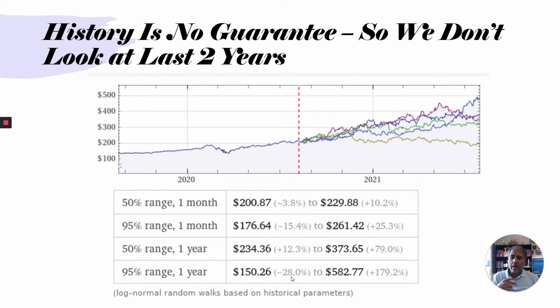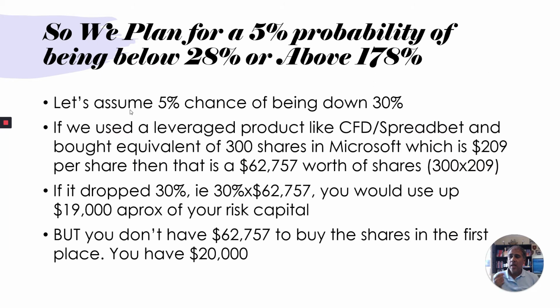Let's assume that we're going to plan for a whole 5% probability of being below 28% or above 178%. That's what it says. Actually, let's be safer than that. Let's assume there's a 5% chance of being down 30%. Okay, we know we're in the rough ballpark. Now you might say, no, Alpesh, there's only a 2.5% probability we'll be down more than 28% or such. No, let's be really conservative.